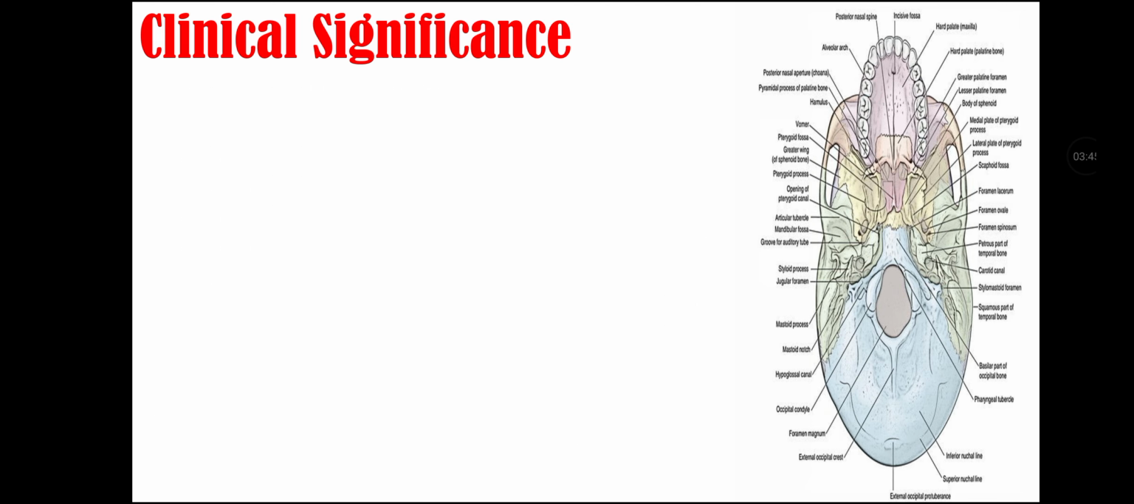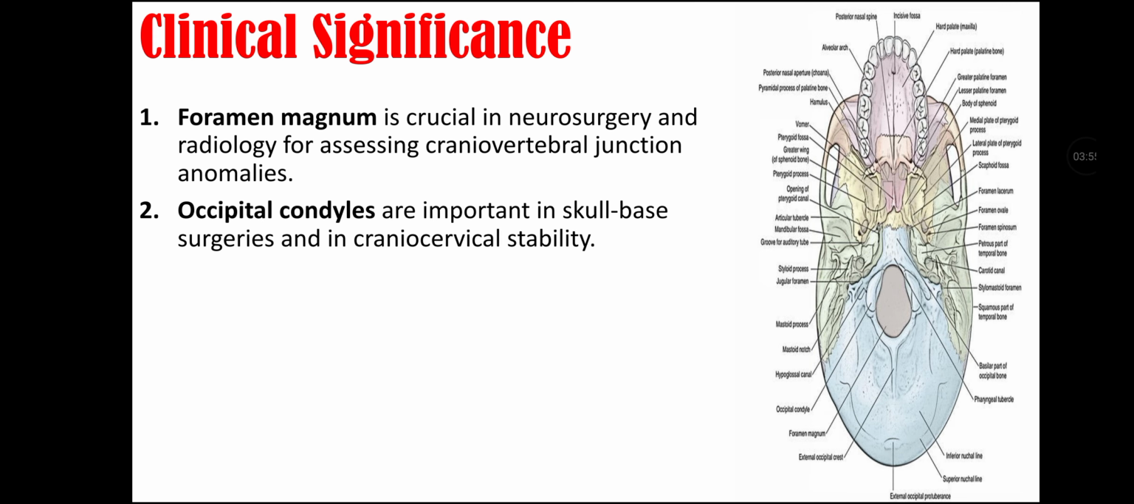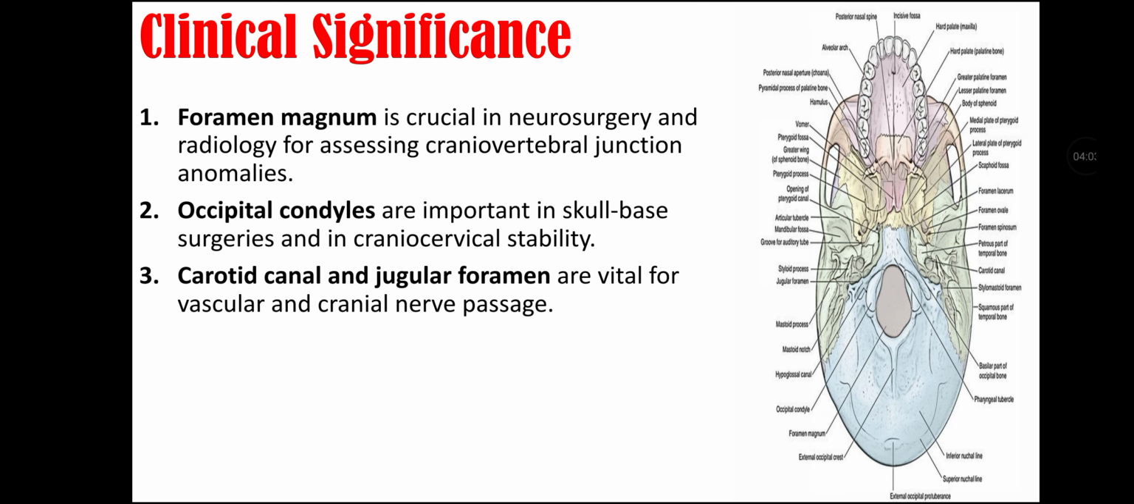Clinical significance of Norma Basalis. First is foramen magnum, as foramen magnum is crucial in neurosurgery and radiology for assessing craniovertebral junction anomalies. Second significance is occipital condyles, as they are important in skull-based surgeries and in craniocervical stability. Third significance is carotid canal and jugular foramen, as they are vital for vascular and cranial nerve passage.